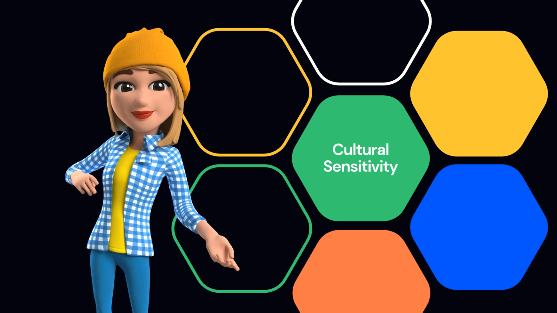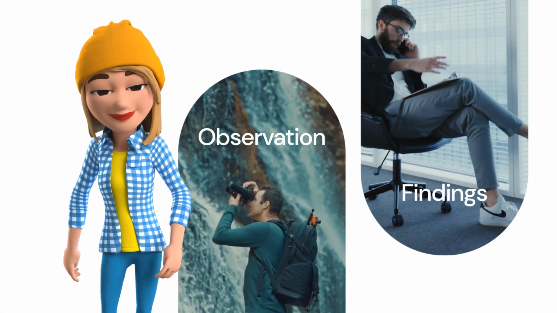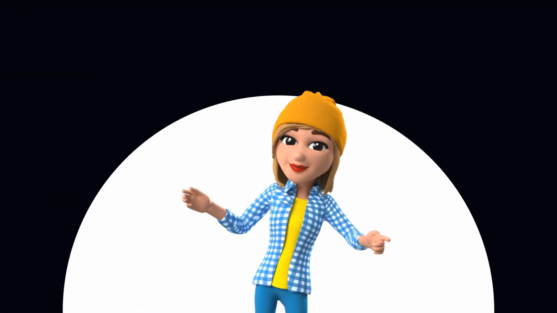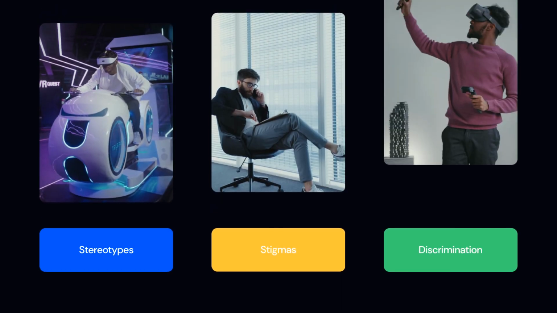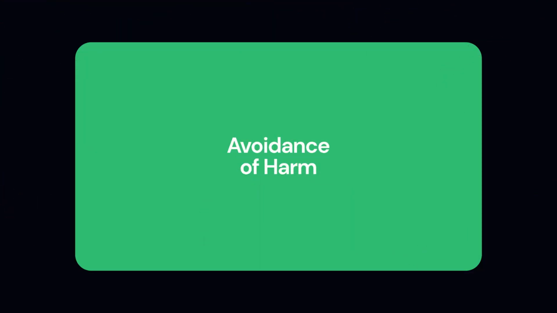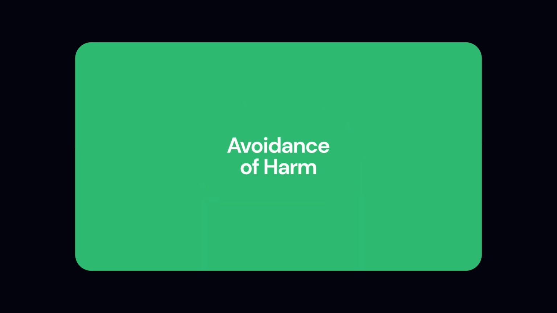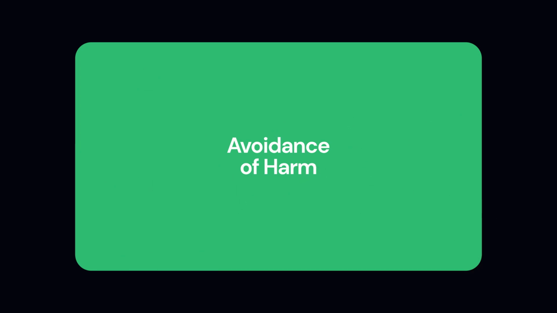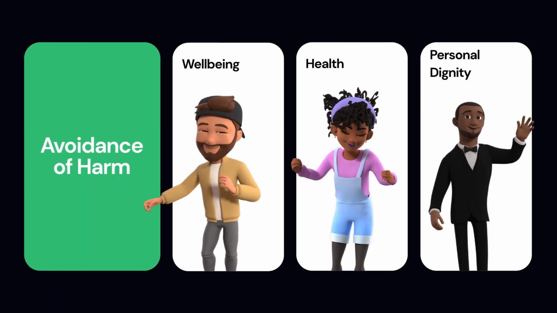Always consider the cultural norms and values of those involved both in the observation stages and in the presentation of your findings. Be mindful of any language that you use and make sure that your work does not perpetuate stereotypes, stigmas, or discrimination. Indeed, this is part of a wider principle regarding the avoidance of harm. Social science research should seek to protect its participants from present or future harm by eliminating all foreseeable threats to well-being, health, or personal dignity.